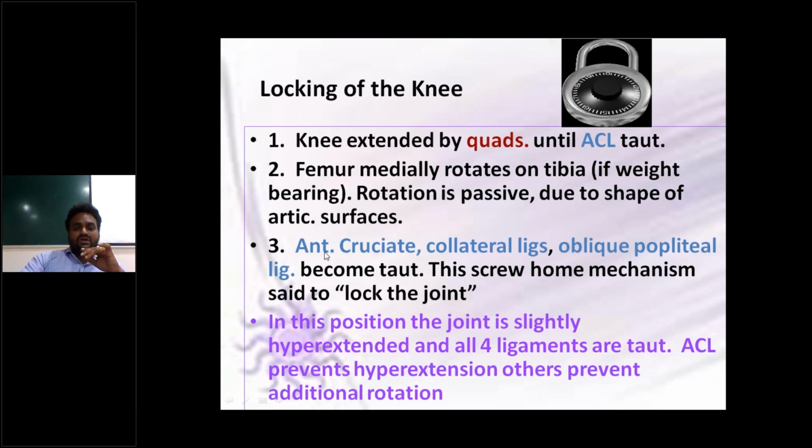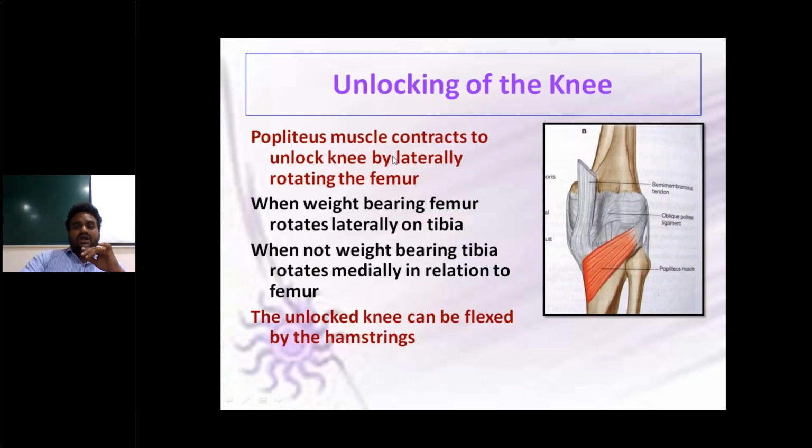In this locking method, these 4 ligaments become taut. In the unlocking method of the knee joint, the femur rotates laterally. This action is initiated by the popliteus muscle. This unlocked knee joint can be flexed by the hamstring muscle. So this is the locking and unlocking methods of the knee joint.